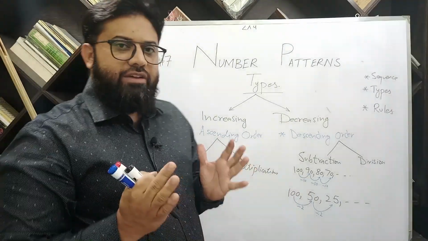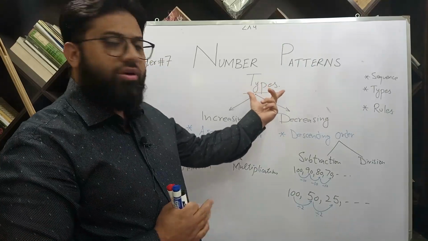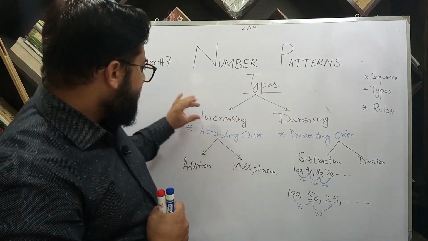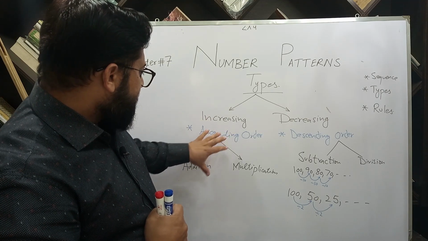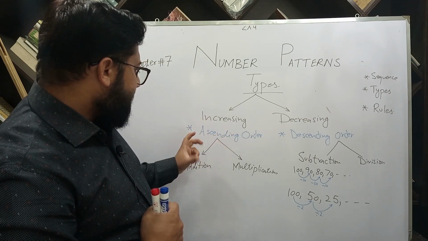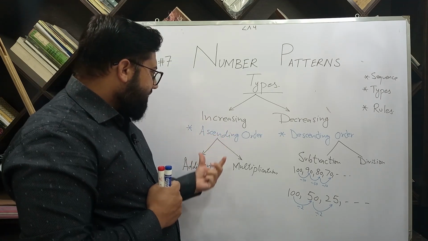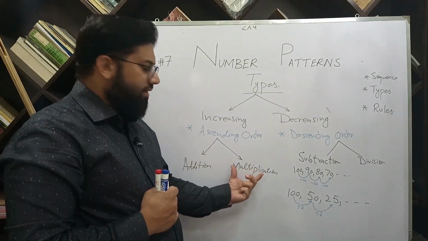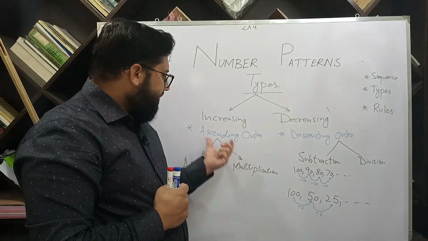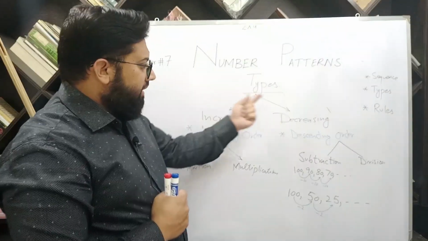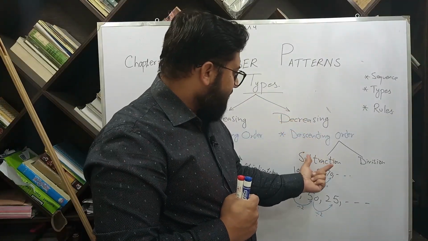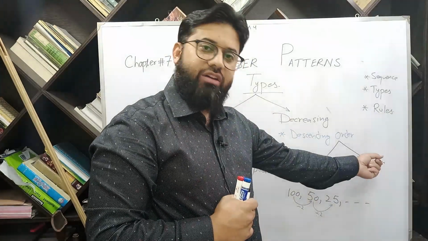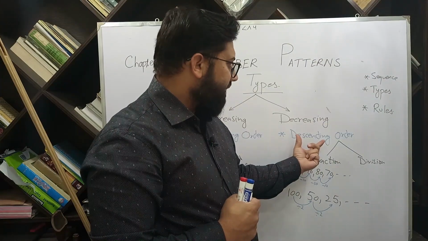So in short, we have understood that there are broadly two types of sequences, increasing and decreasing. In increasing sequences, we have two main things: whether the sequence is built on addition or on multiplication, and the numbers are in ascending order. And in decreasing sequences, either the operation is subtraction or division, and the numbers are in descending order.